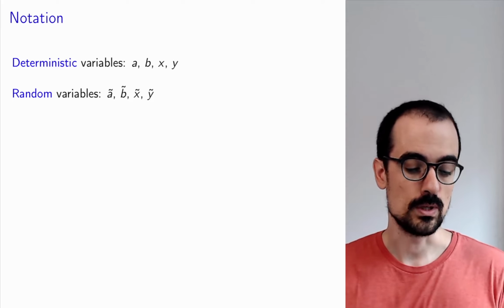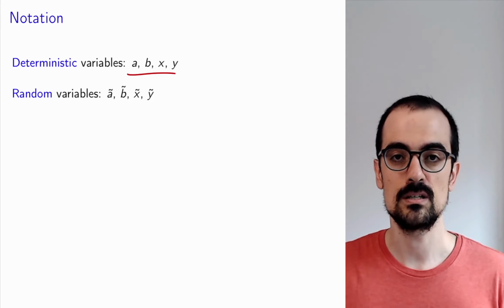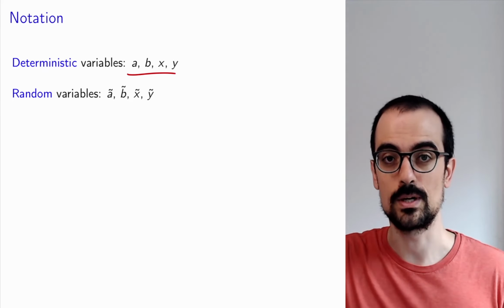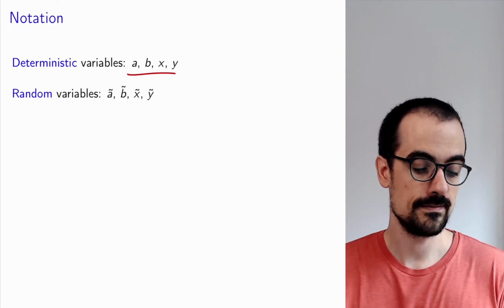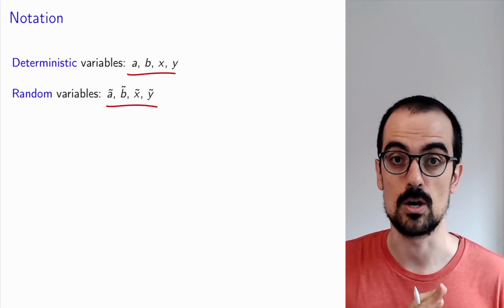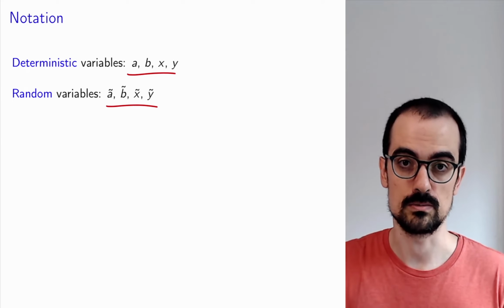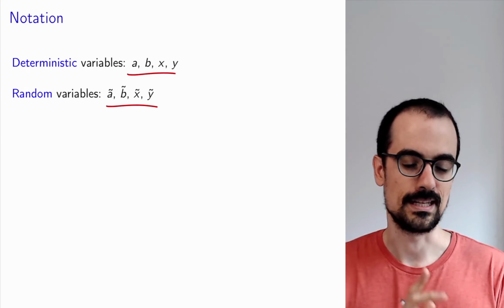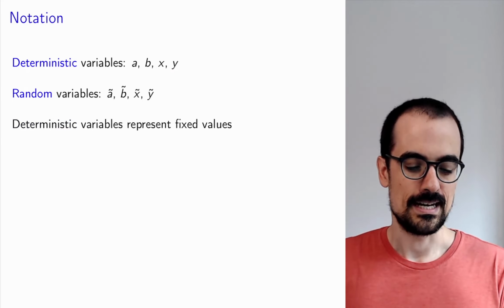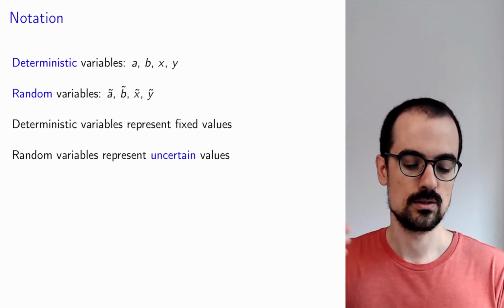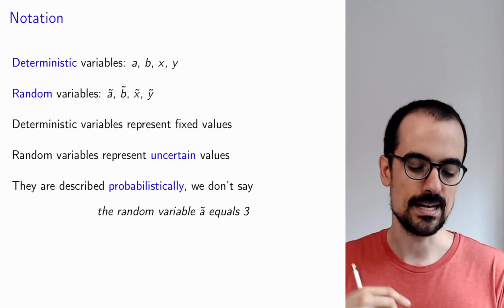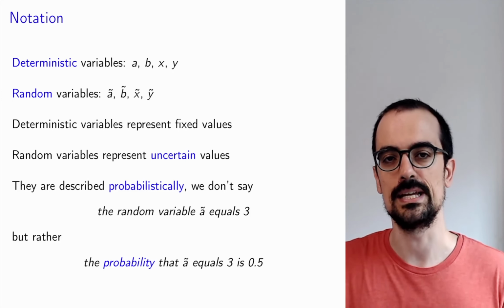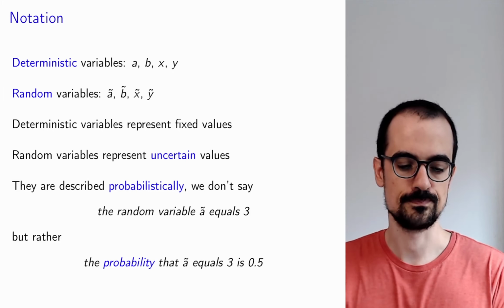Our notation is that when something is deterministic, you could just replace it by a number. It's always going to be equal to some fixed value, even if you don't know it. We don't write a squiggly line on top. But if a quantity is uncertain, we want to model it like a random variable, so it has different possible values with different probabilities. We put a squiggly line on top so that we know it's random. That squiggly line is called a tilde. Deterministic variables represent fixed values. Random variables represent uncertain values. We never say the random variable a equals 3. What we say is the probability that the random variable a equals 3 is 0.5, or whatever it is.